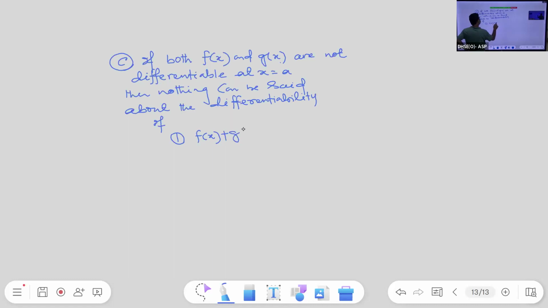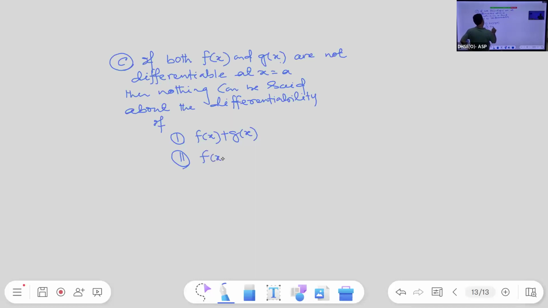Nothing can be said means they may be differentiable, may not be differentiable, may or may not be differentiable. We have to analyze it separately by finding LHD and RHD. Without knowing the function, we can't directly say whether the function is differentiable or non-differentiable, we can't comment on its differentiability.